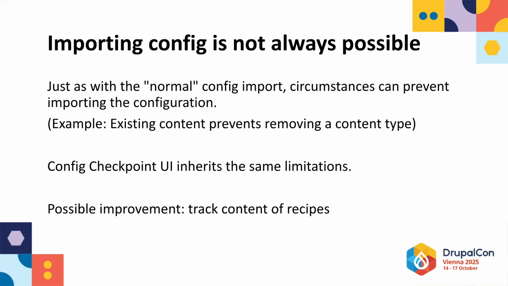I talked yesterday with people that were basically the people that put the recipe system in core, and they were like, adding this UI creates a lot more edge cases for this kind of thing to happen. And there are possible improvements that we can do. We could, for example, track all of the content that the recipes add, and so we could have a recipe undo that removes the content.